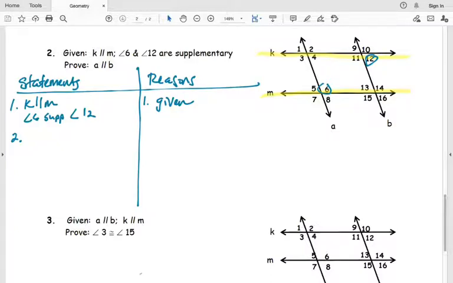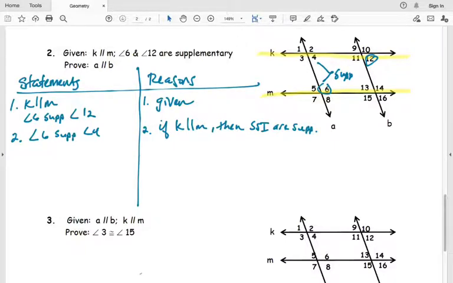So we're going to have to work a little bit harder. I do know that angle 6, and because lines K and M are parallel, angle 6 and angle 4 are going to be supplementary to each other because they're same side interior angles. So I'm going to say that here. Angle 6 supplements angle 4. And that's if K and M are parallel, then same side interior angles are supplementary.